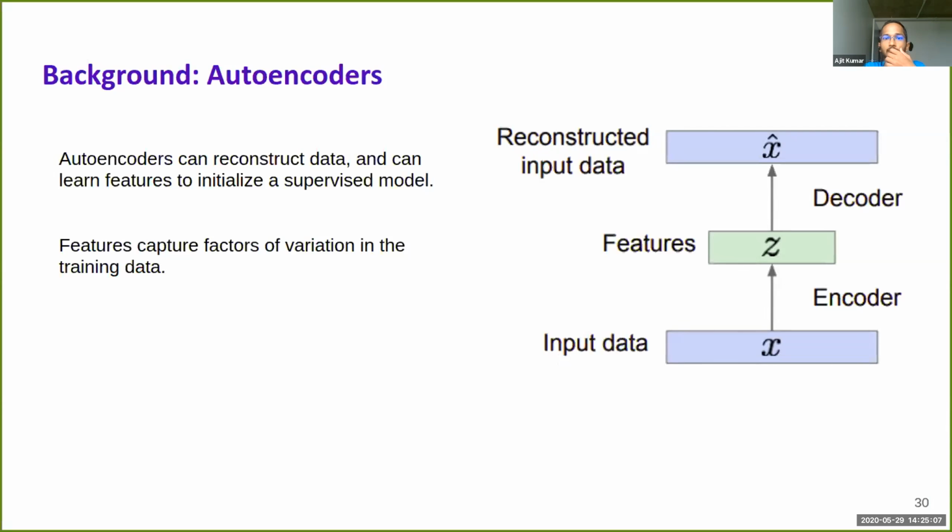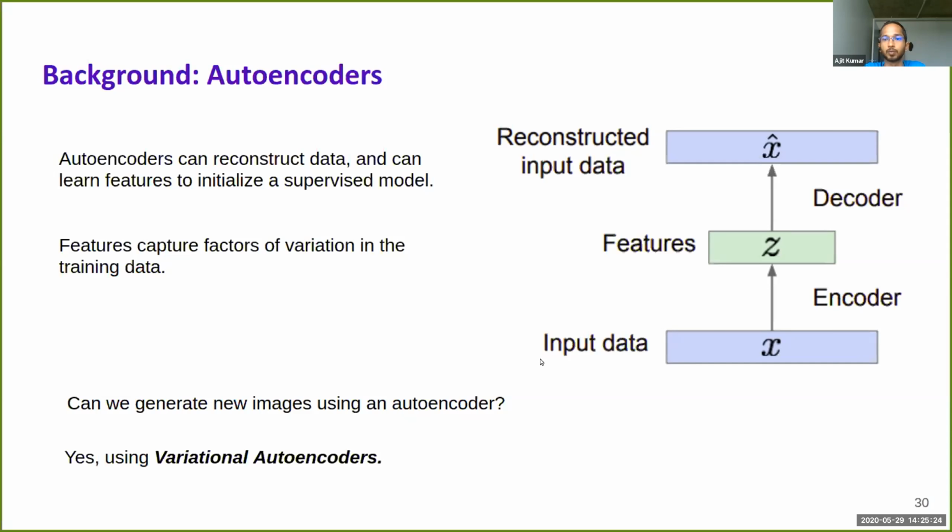Okay, so we discussed autoencoders, that they capture meaningful features and can be used to initialize a supervised model. So now the question is, can we generate new images using an autoencoder? And that is where variational autoencoders come into the picture. The overall structure of a variational autoencoder would look similar to this structure, where we have input data, we go into some z dimensions, and then we try to reconstruct new images from those features.